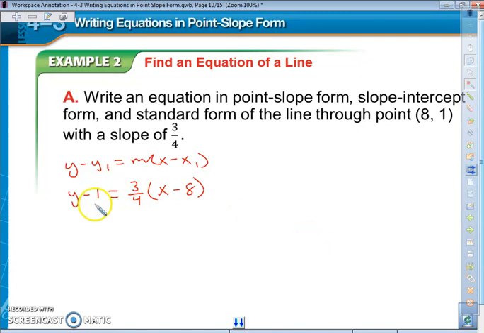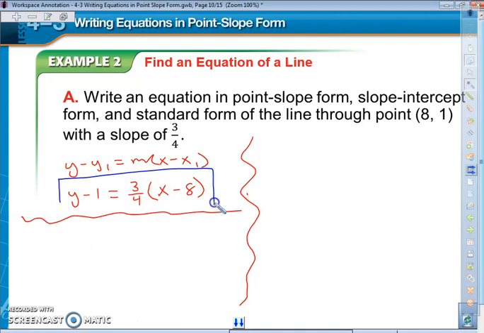So I'm going to take this and I'm going to keep working. Let's go with slope-intercept now. Actually, we'll take this and let's go to standard form. We're going to multiply this out. What I want you to know, guys, is this is one answer. This is point slope. That's one answer, one of the 3 that we need.